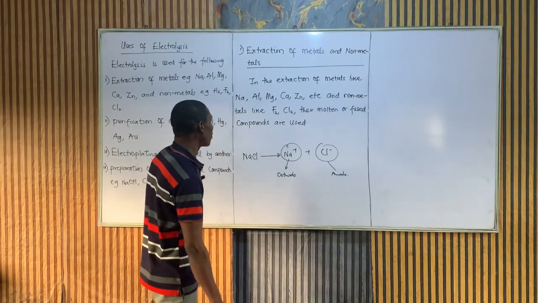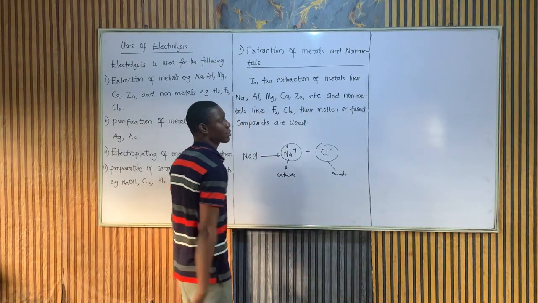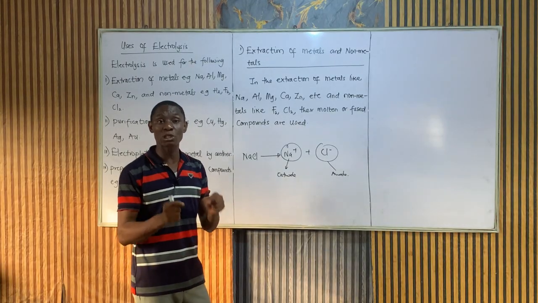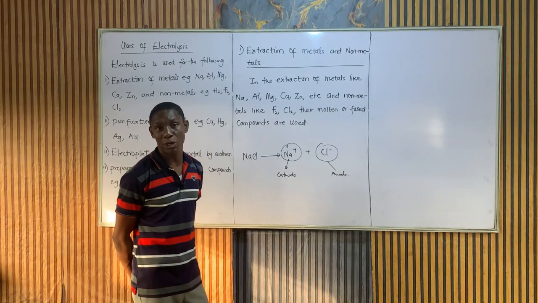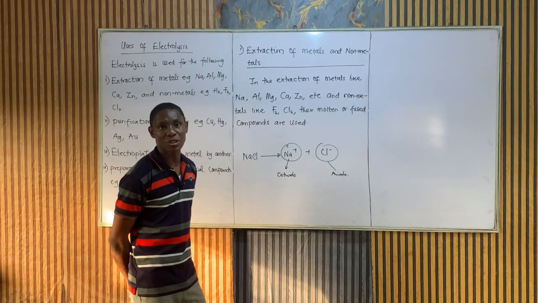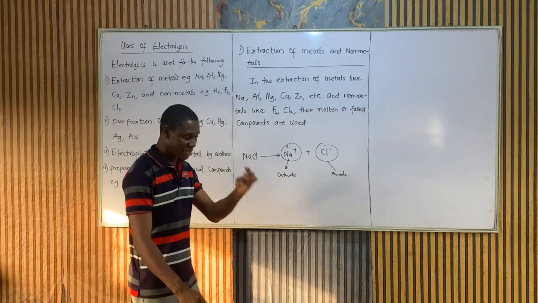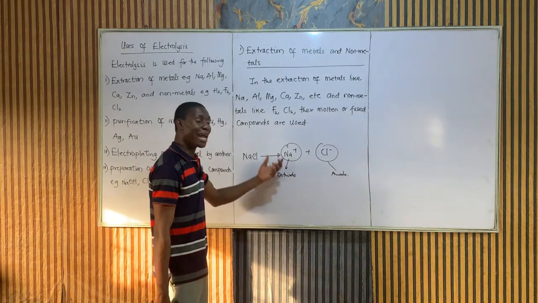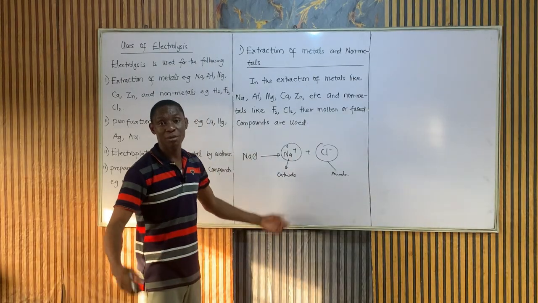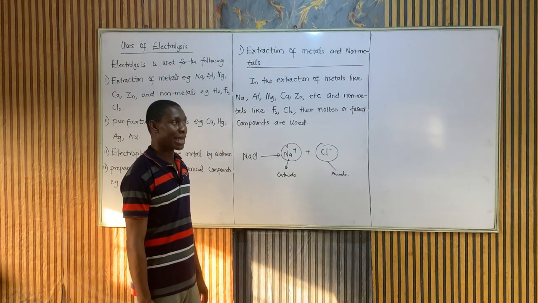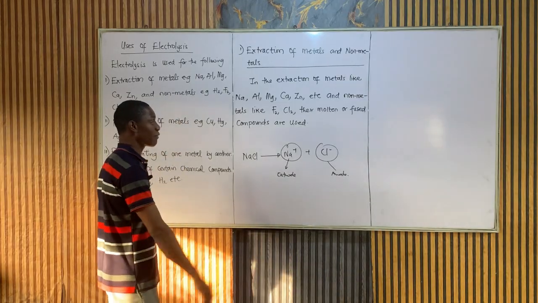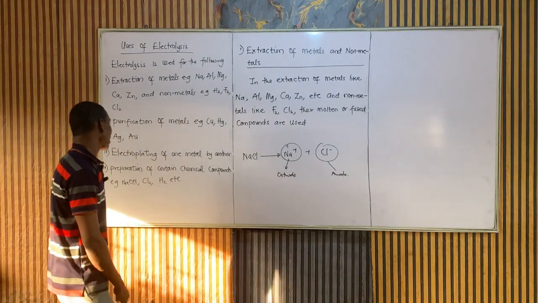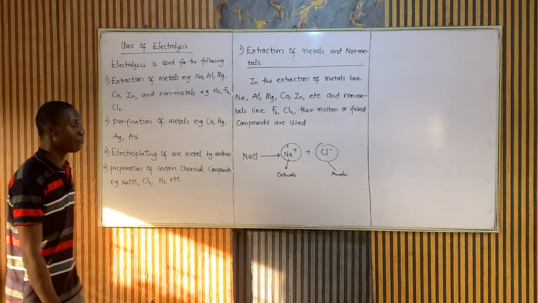Itself will be discharged. So whenever you want to extract all of these metals, we use electrolysis of their molten compound. We can't use electrolysis of their aqueous solution, because whenever it's aqueous, they would eventually compete with hydrogen. It doesn't matter if it's dilute, it doesn't matter if it's concentrated, they will compete with hydrogen. And obviously, hydrogen being lower than any of these, hydrogen will be discharged in that electrolysis. So that's why we use electrolysis of the molten compound to obtain all of these metals. Now, let's look at the second one, purification of metals.